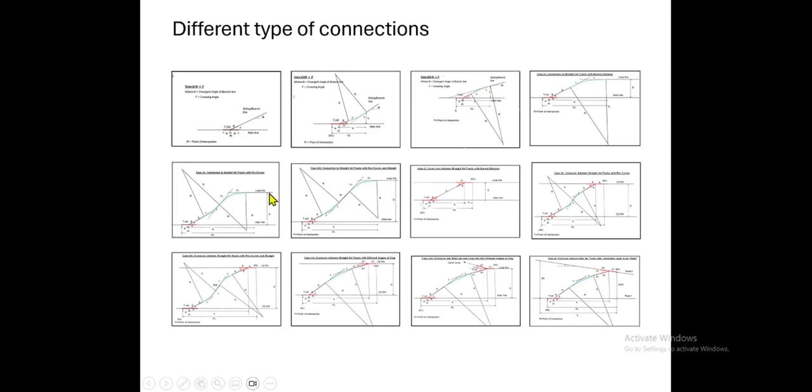When the center to center of track distance is more and you provide a straight connection, it will occupy more space. That means it will affect the clear standing room of the loop line. At the same time, since its overall length is more, it will occupy more space. So that is why in this case we can provide a reverse curve. Instead of a straight connection, we can provide one reverse curve this way.